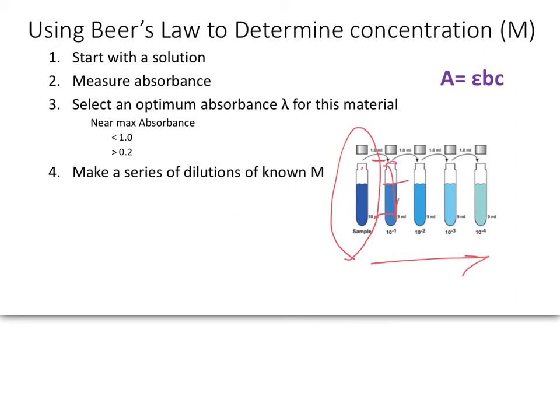I do the same thing with this solution. I take 1 milliliter of it and I add it to a test tube and I dilute that with 9 parts water to the 1 part solution. And I keep doing that, and as I do that, my concentration is going to go down. I'm basically moving the decimal point over in my molarity as I go. So I'm making this series of dilutions of known concentration.